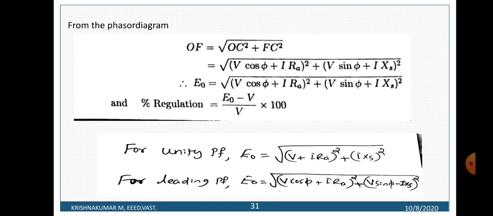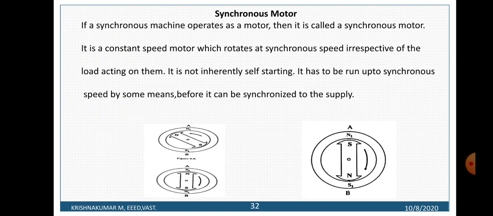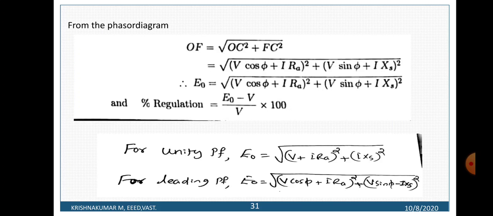For leading power factor, E0 is equal to root of (V cos phi plus IRA) whole square plus (V sin phi minus IXS) whole square. In the case of leading power factor, the equation will be V sin phi minus IXS the whole square. Okay, so in this manner we can find out E0, where V means rated voltage.